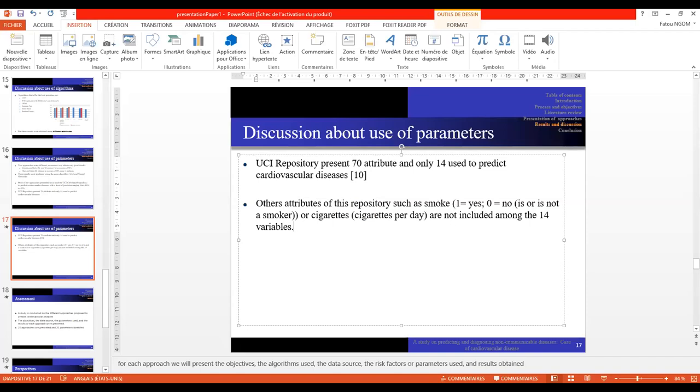Attribute like smoker and cigarette. So the discussion here: to propose an efficient model of predictive analysis, we have to include any parameter affecting heart disease into the parameters used to predict this disease.